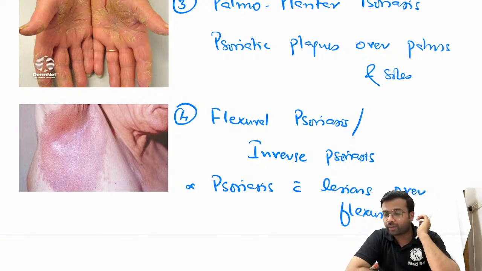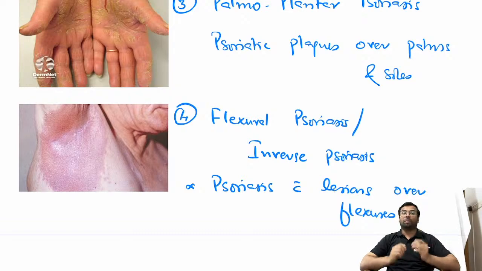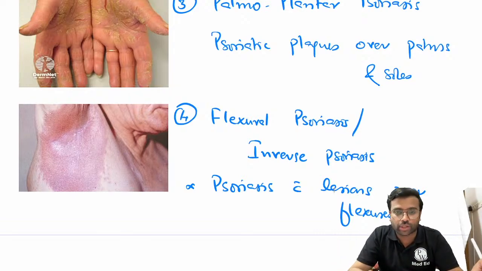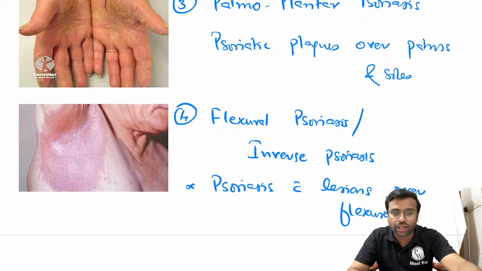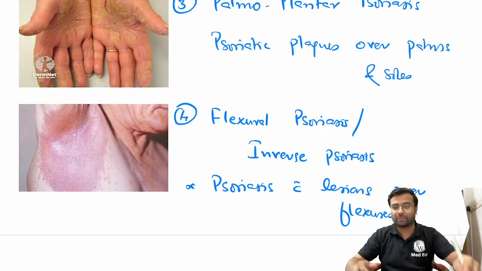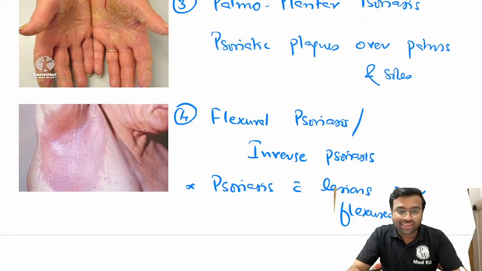Now, just moving on, how many of you think that psoriasis is only going to present to you with plaque lesions? Or is there any other type of psoriasis which is possible? So, can psoriasis present only with plaque lesions, or is there any other type of lesion also possible? That is my question. So, what is your answer?